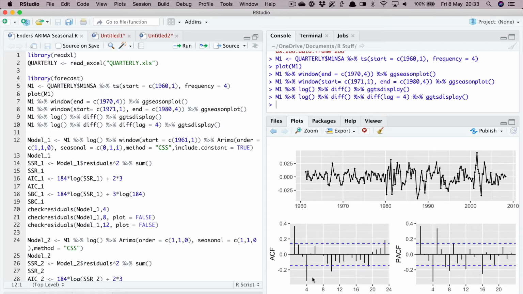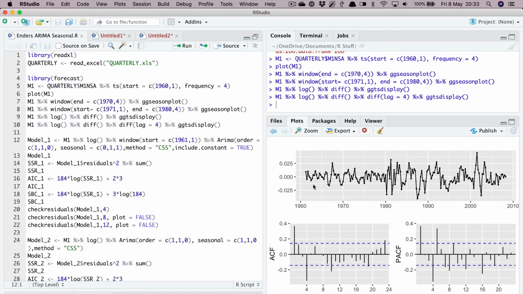You still have one here at 4, but that just tells us what kind of model we were going to estimate. As far as ending up with this data here, it doesn't matter in which order you do the differencing. You could have done the seasonal difference first and then the normal first difference.